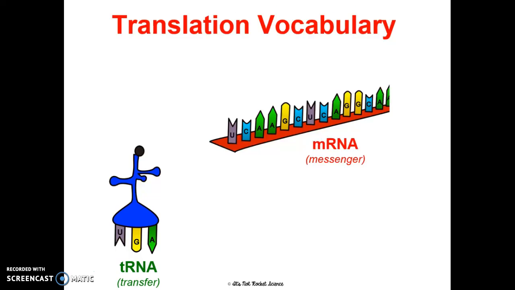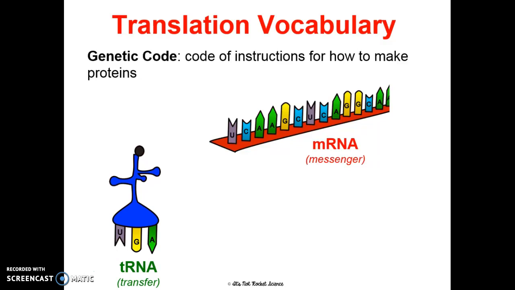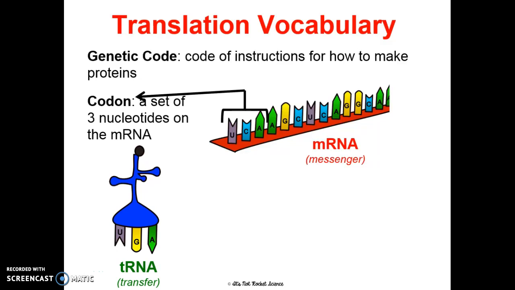Now, before we get started on translation, I want to go over some vocabulary, some words that are going to be used that I want to make sure we're all on the same page with. So when we talk about genetic code, we're just talking about all the instructions to make proteins. A codon is a set of 3 nucleotides on the mRNA. So this points it out really well. On the right, the U, C, and A you see right in the beginning of the mRNA, those 3 together would make a codon.